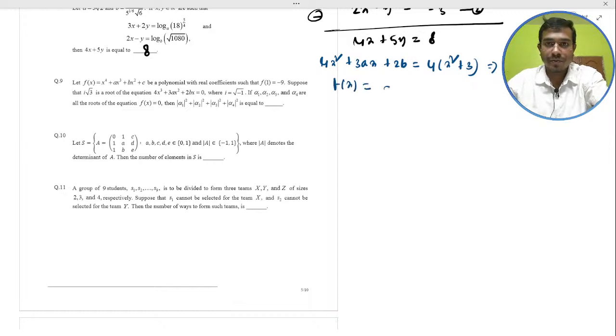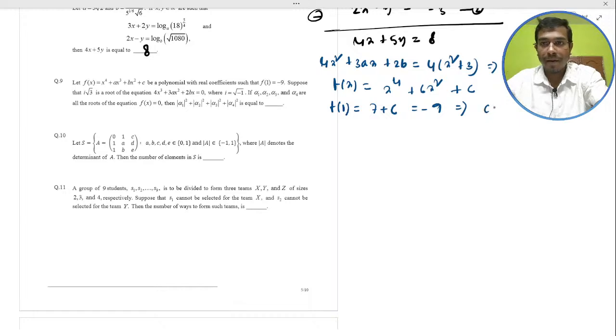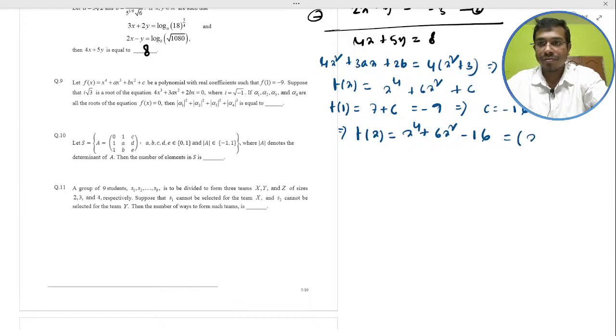So f(x) equals x^4 + 6x^2 + c. f(1) = 1 + 6 + c = -9, which implies c equals -16. That implies f(x) = x^4 + 6x^2 - 16, and this is equal to (x^2 + 8)(x^2 - 2).